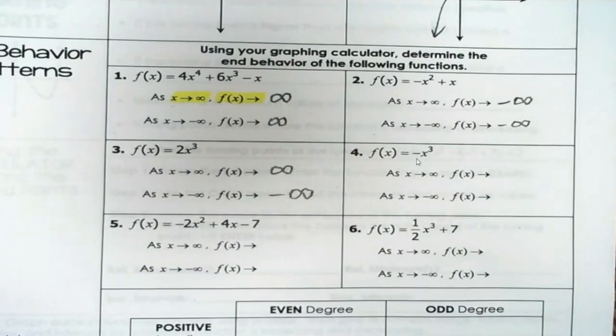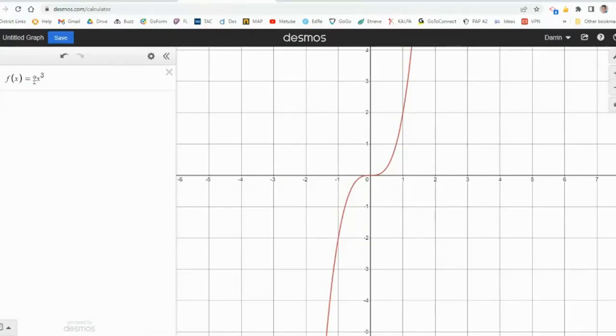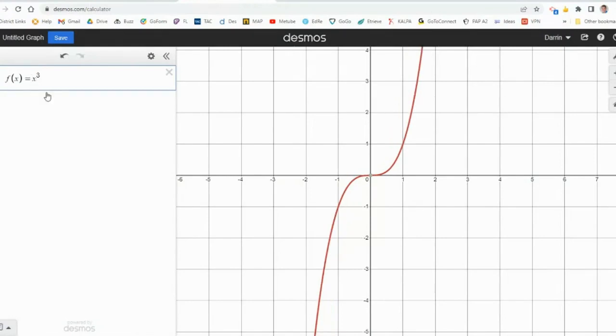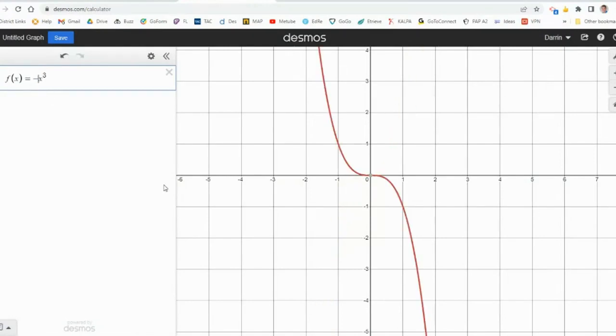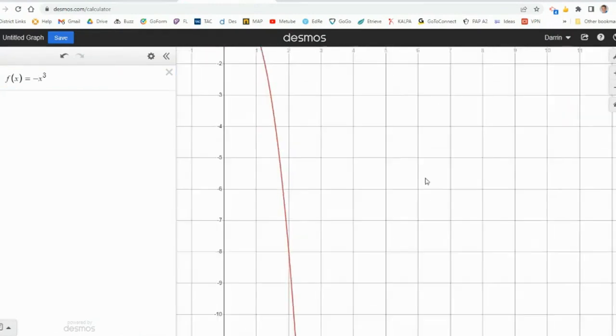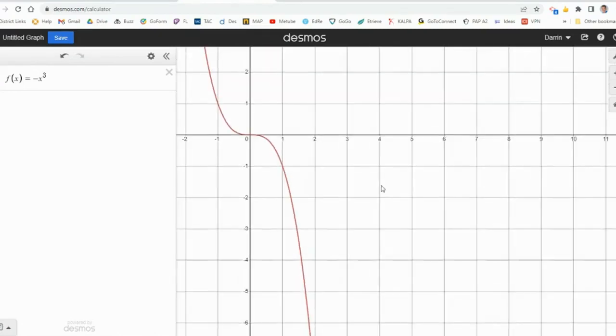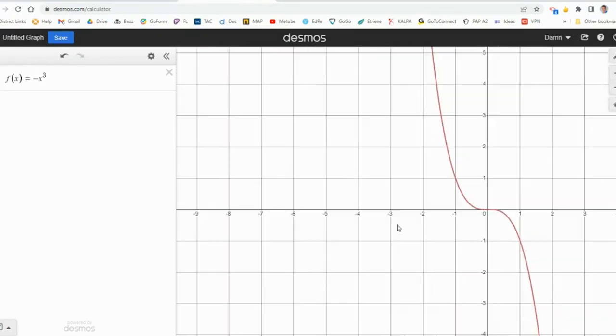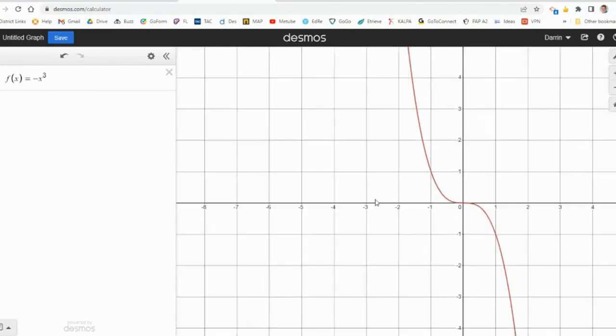Negative x to the third. Okay, so let's take off the 2 and just put a negative out there. Oh, look, it turns upside down. Now, as x is getting larger, the function's getting smaller, going to negative infinity. As x gets smaller, the function's going up to infinity.